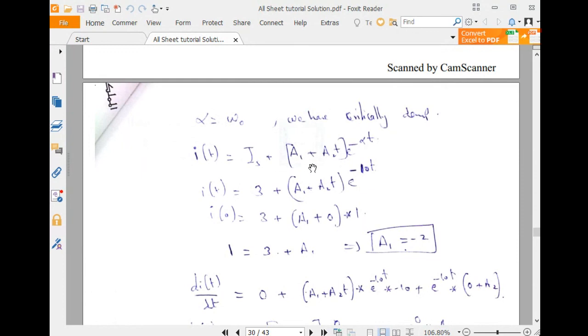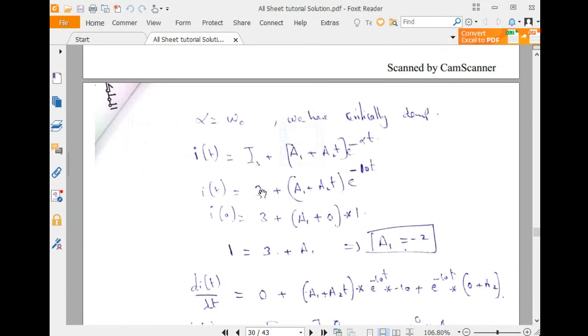Now the standard equation is this. For critically damped, A1 plus A2 t multiplied by e power minus alpha t. Why we don't have S1, S2? Because it's critically damped. Alpha is equal to omega naught. That's why we don't have any S1, S2, only S we have. That's why we have this formula.